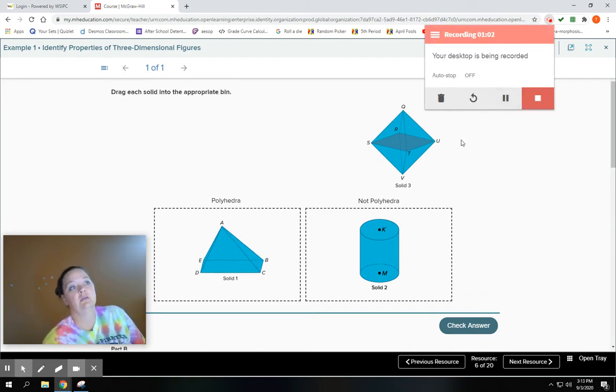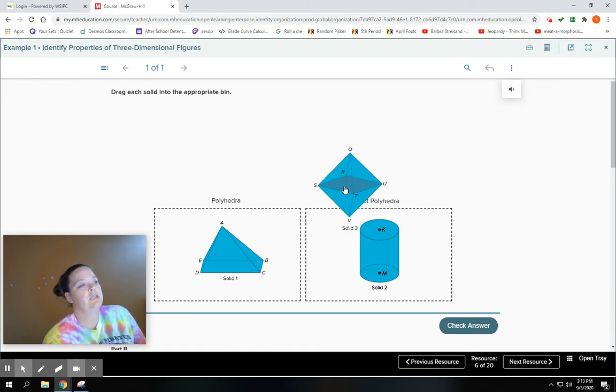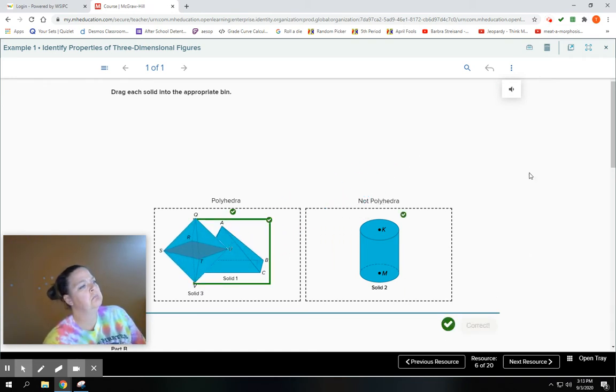Now you've had time to think about it. Let's go ahead and try this out. I believe that it is a polyhedra. Let's find out. We're good to go. Awesome.